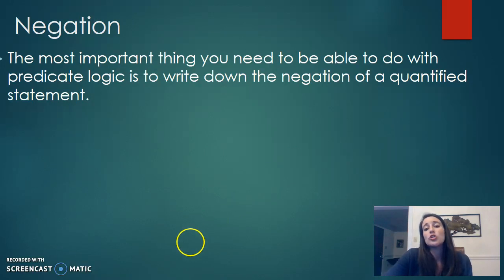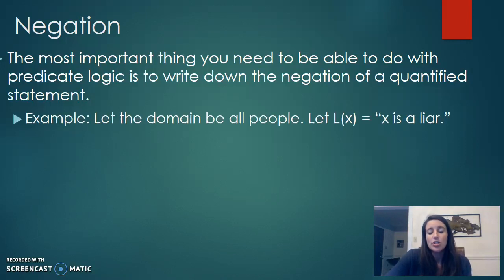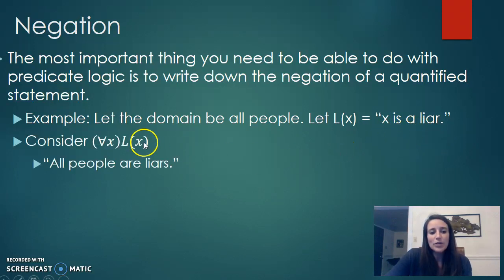The most important thing you need to be able to do with predicate logic is to write down the negation of a quantified statement. So for example, let's let the domain be all people and let L of x be the predicate x is a liar. If we consider the quantified statement for all x L of x, that translates to all people are liars.